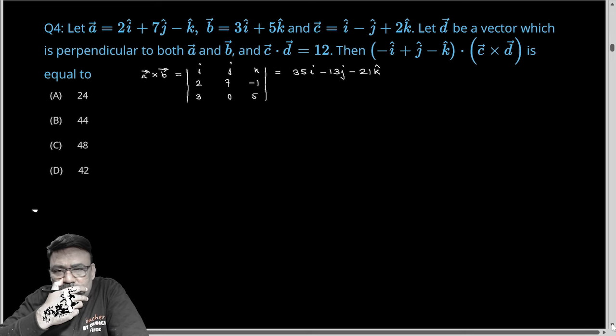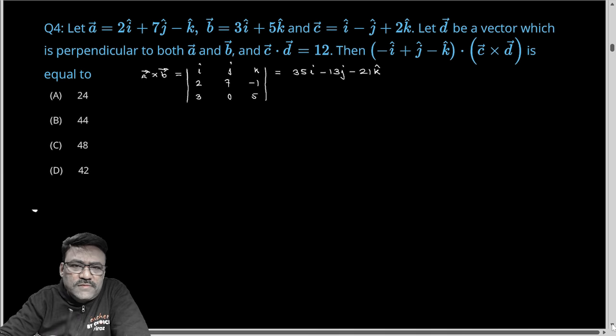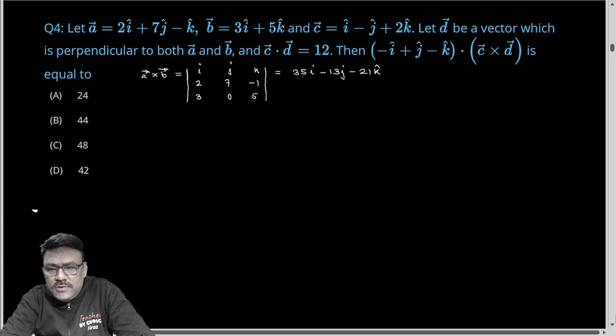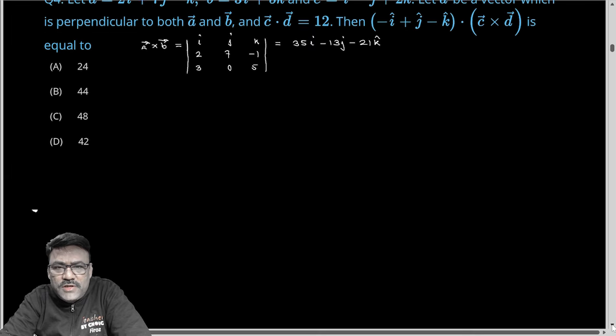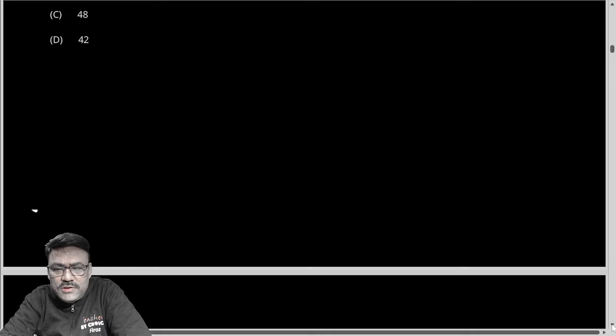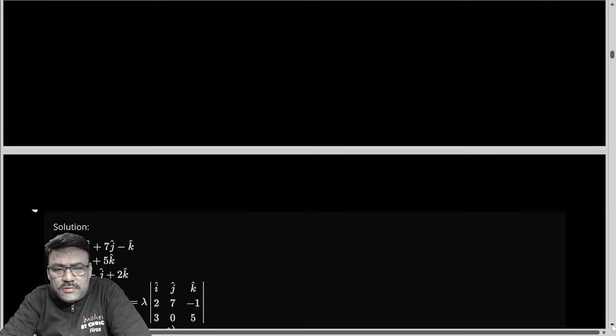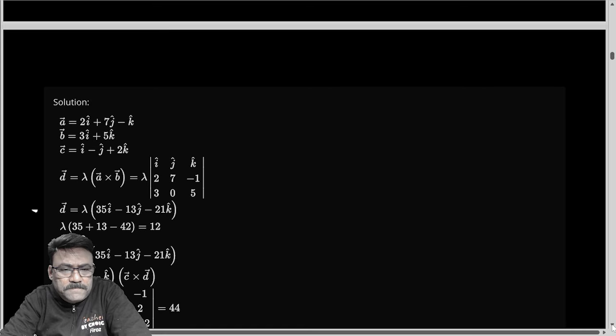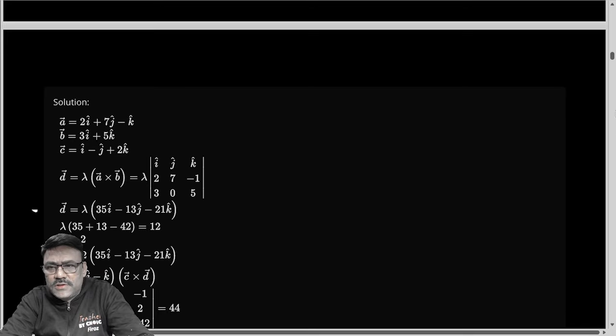So this is the vector A cross B. Let me check once again. A cross B will be what? 2, 7, minus 1; 3, 0, 5. If I take i, I am getting 35. If I take j, 10 plus 3, yes, minus 13. And then it is 0 minus 21, so minus 21. So I'm getting 35i minus 13j minus 21k. Let me check first. 35i minus 13j minus 21k. Yes, it is correct.